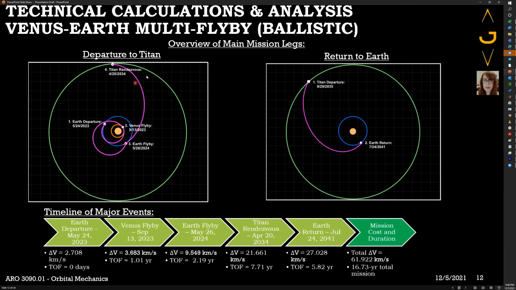For the return leg, we'll leave from Titan in September of 2035, and then we'll return back to Earth with the sample in July of 2041. I have the delta V's and the time of flight for each stage of the mission below, but the overall mission cost and duration ended up being a total delta V of 62 kilometers per second and a total mission duration of 16.73 years.